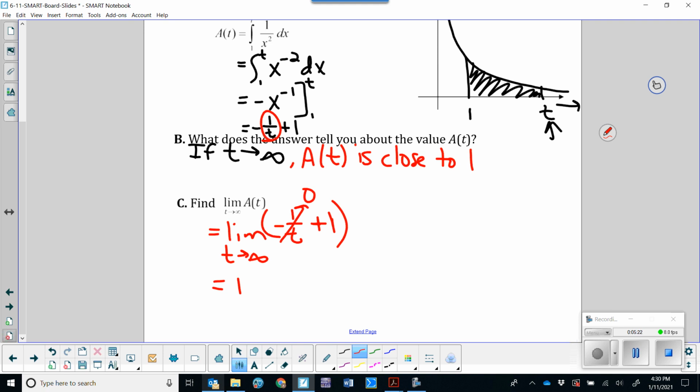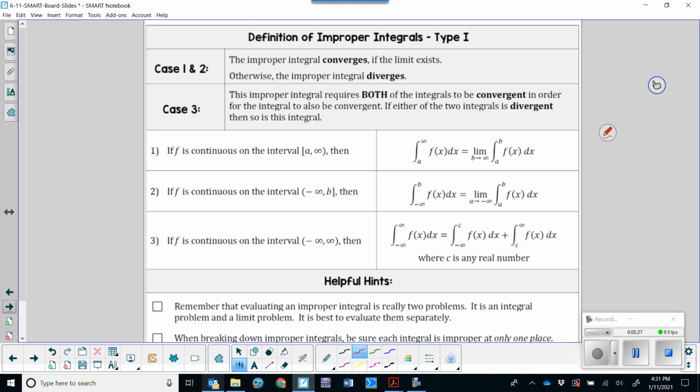Now, we're not always able to find the area, okay? But when we can, we say that the improper integral converges. This particular integral converges because the limit existed. The limit was 1. If it had not existed, so when we let t go to infinity, if we had ended up getting an infinity of some kind, we would say the integral diverges.